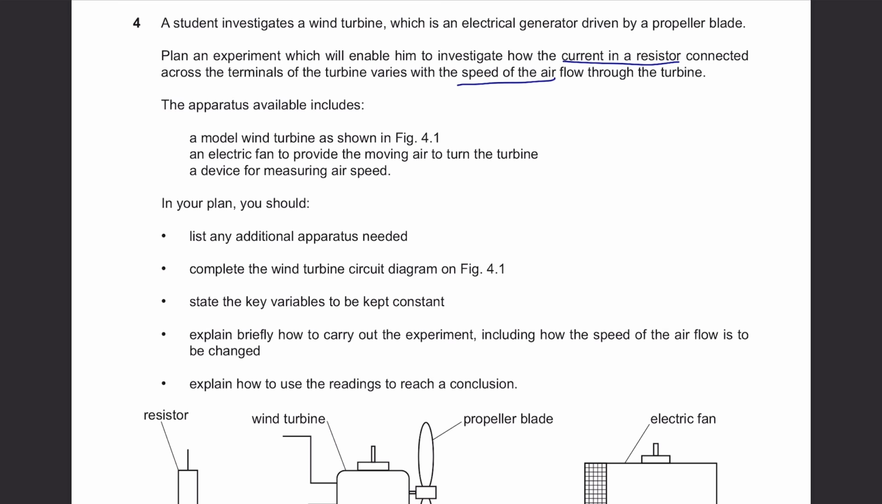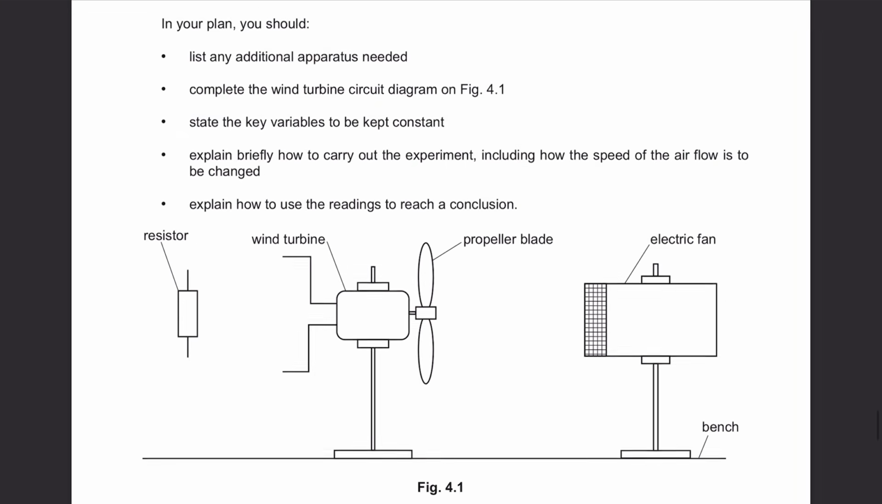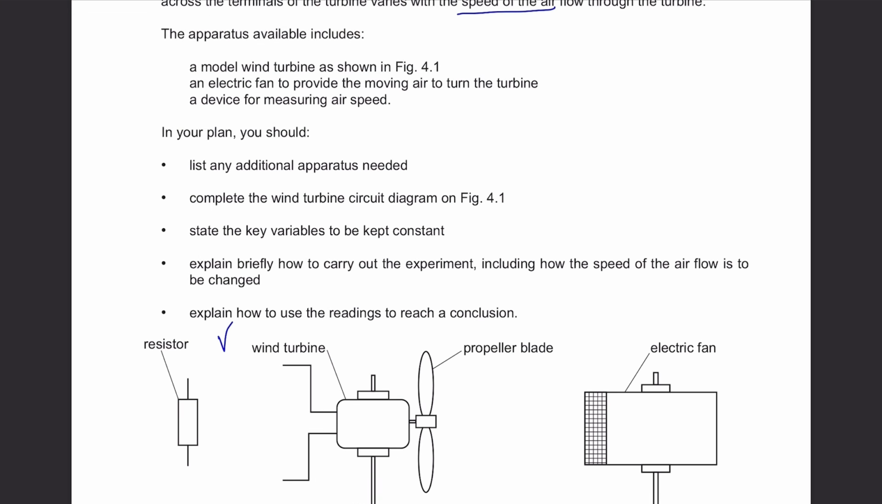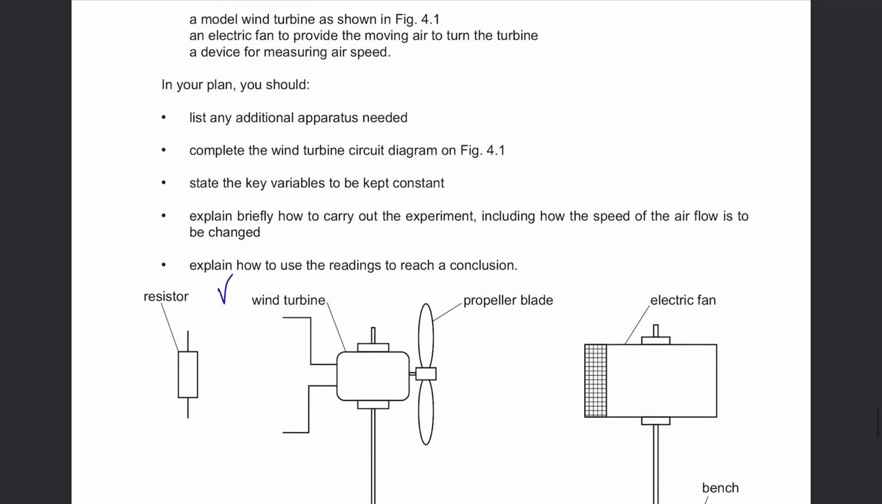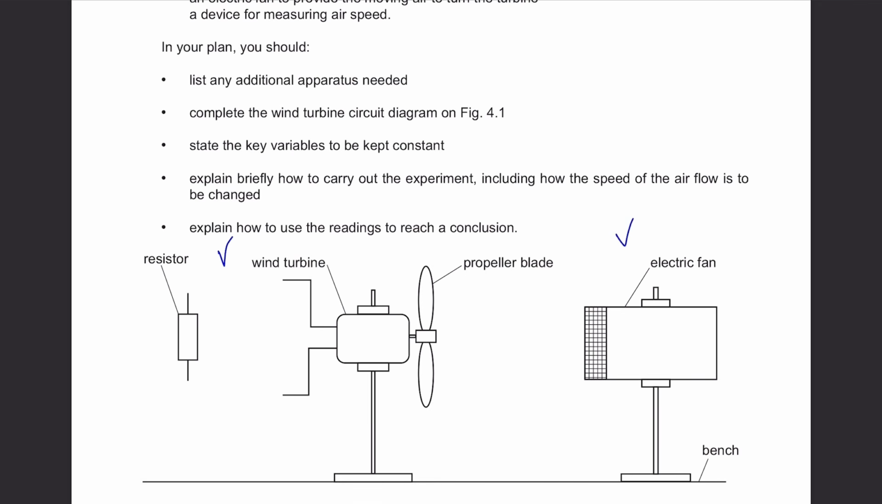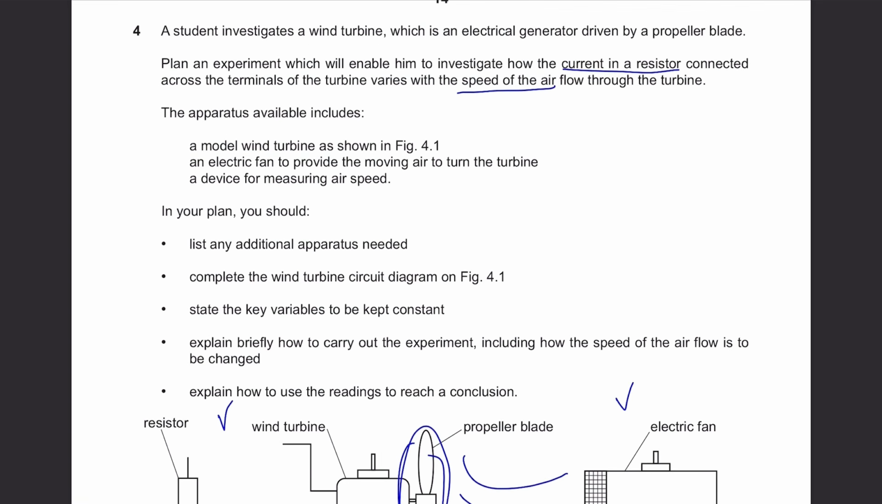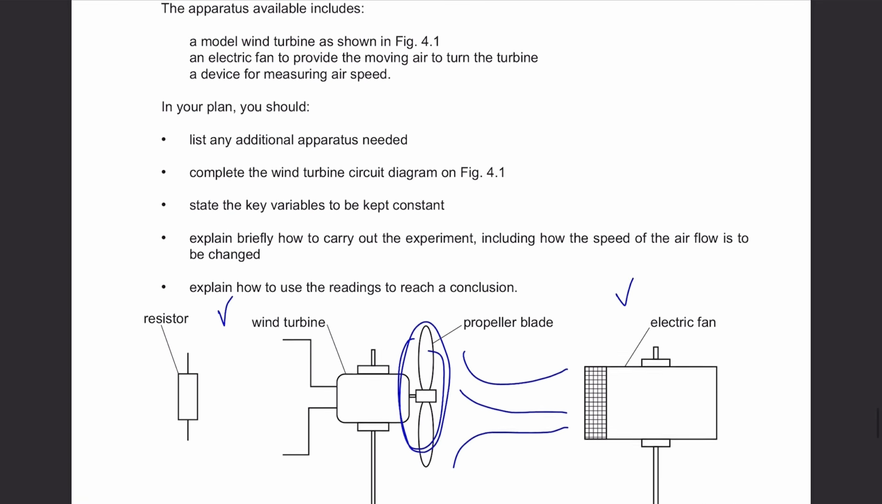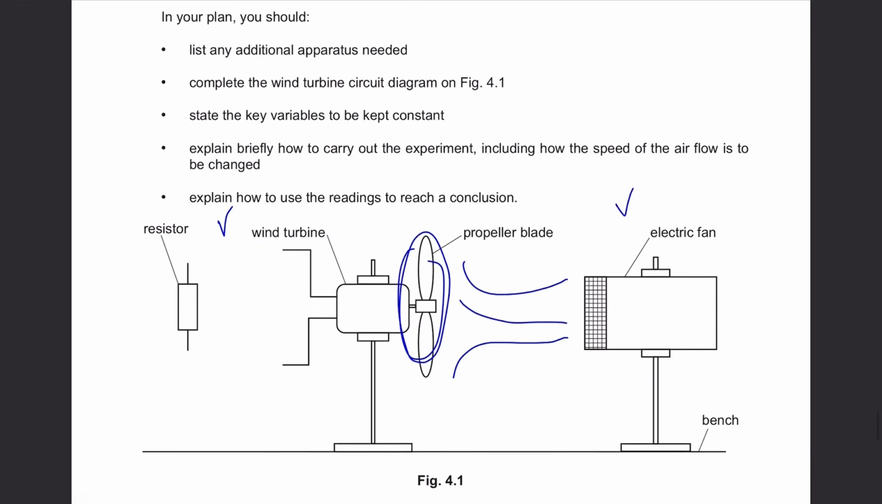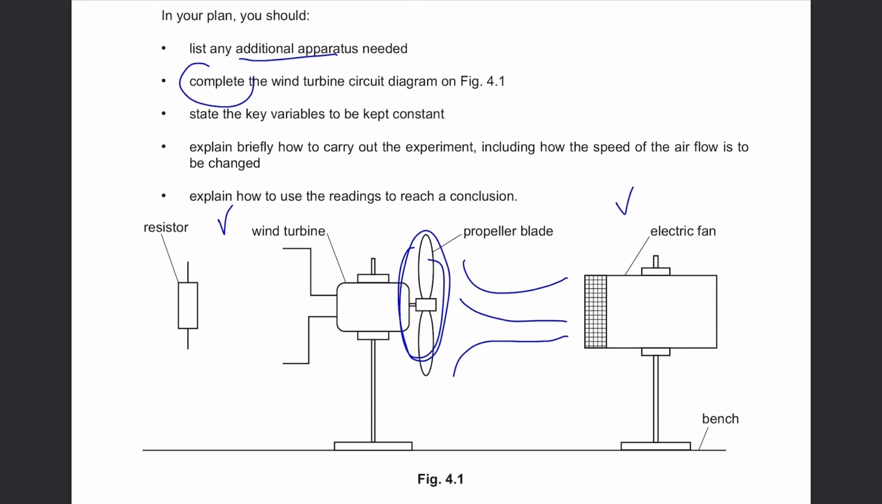The apparatus available includes a model wind turbine as shown in figure 4.1, this one, an electric fan to provide the moving air to turn the turbine. The fan is here, so there will be wind blowing here, which will turn the propeller blade, and a device for measuring airspeed. In your plan, you should list any additional apparatus needed, complete the wind turbine circuit diagram, state the key variables to be kept constant, explain briefly how to carry out the experiment, including how the speed of the airflow is to be changed.